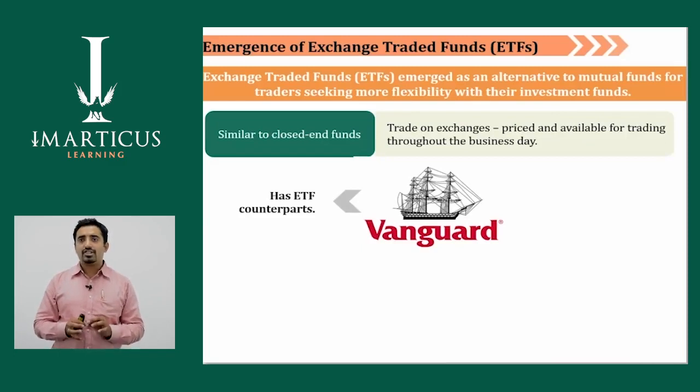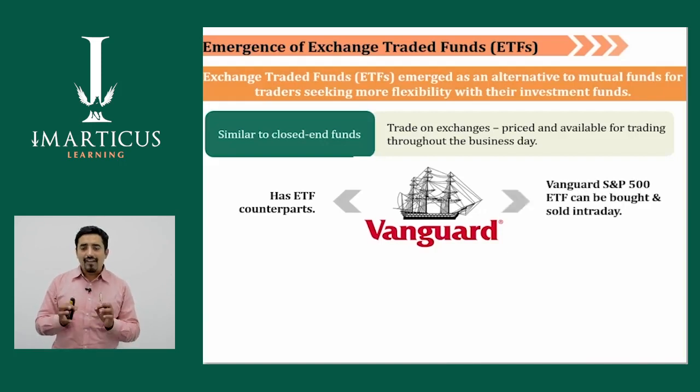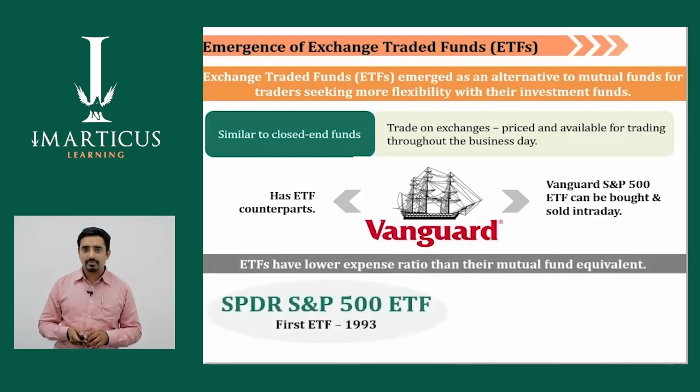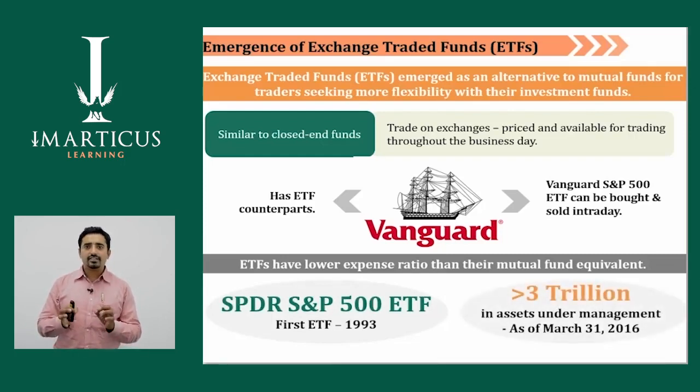Many mutual funds, such as Vanguard 500 index funds, have ETF counterparts. The Vanguard S&P 500 ETF is the same fund but can be bought and sold intraday. ETFs frequently have the advantage of slightly lower expense ratios than their mutual fund equivalent. The first ETF, the SPDR 500, S&P 500 ETF, debuted in 1993. ETFs have more than $3 trillion in assets under management as of 31st March 2016.